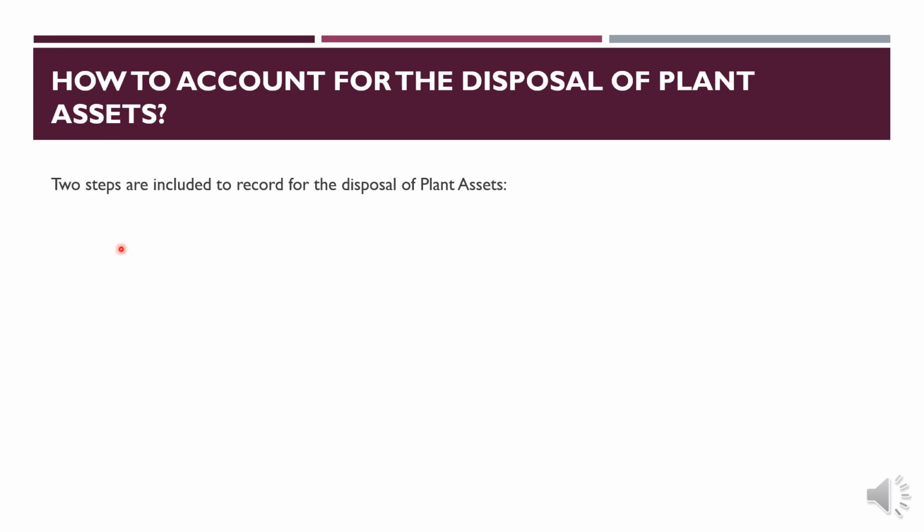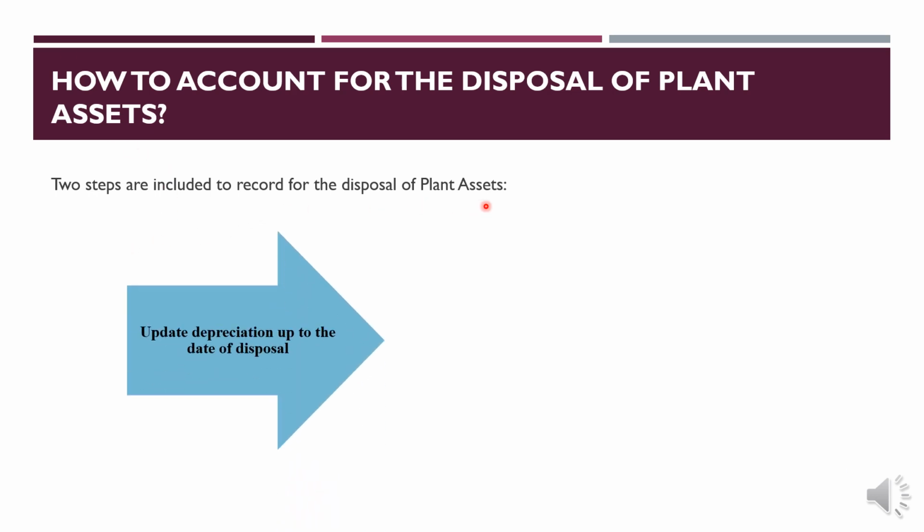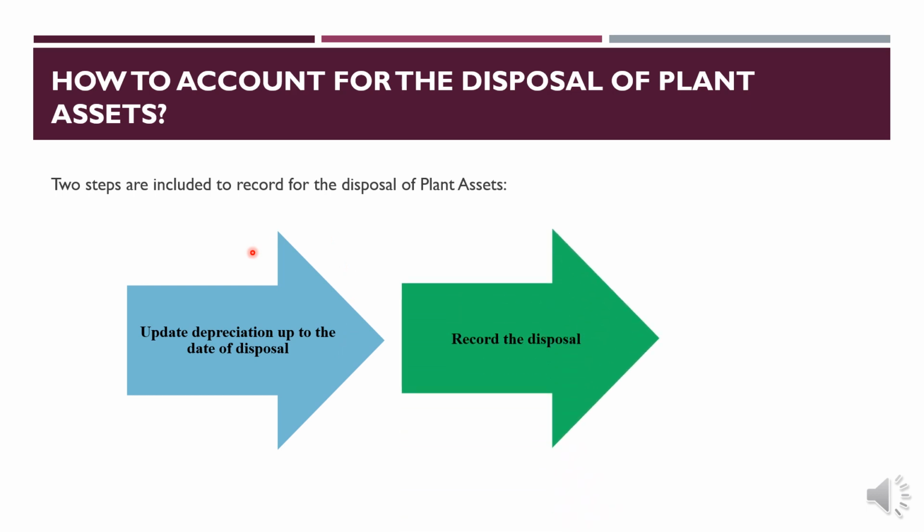Two steps are included to record for the disposal of plant assets. First, we need to update the depreciation up to the date of disposal. Here we need to record the depreciation expense for the year of disposal. After that, we record the disposal.